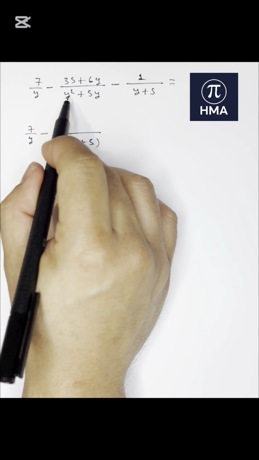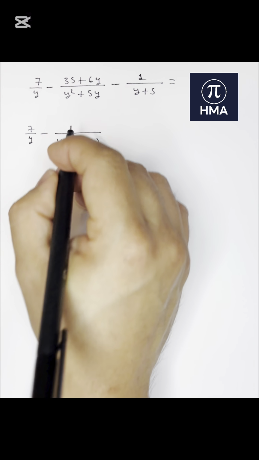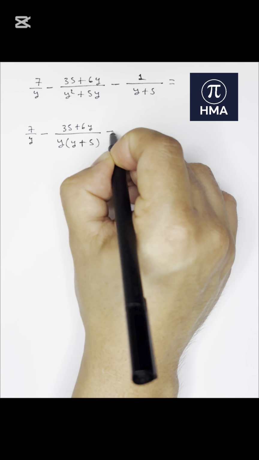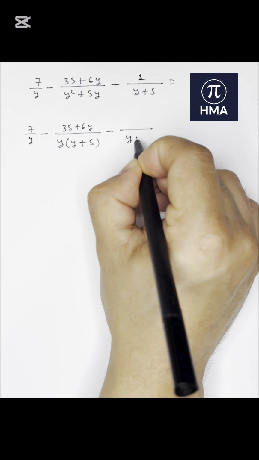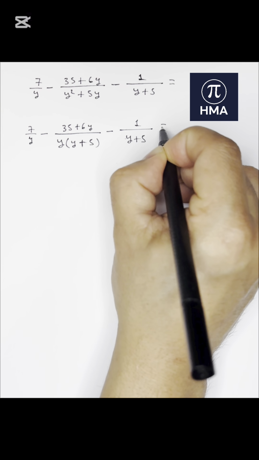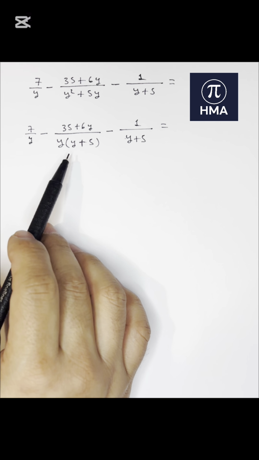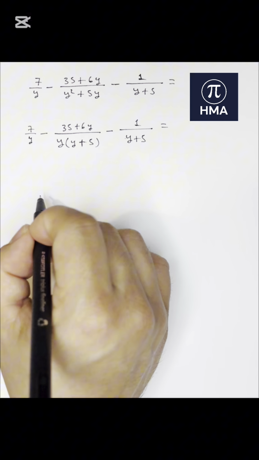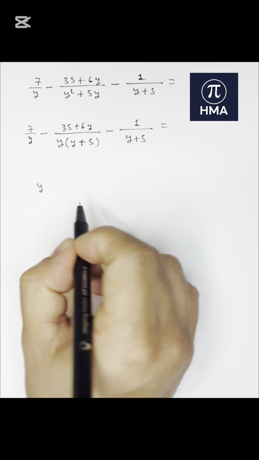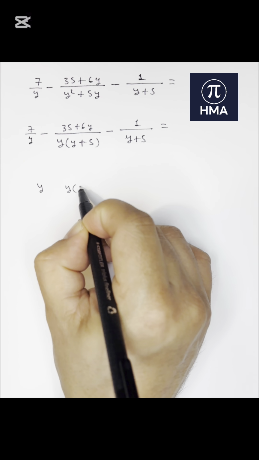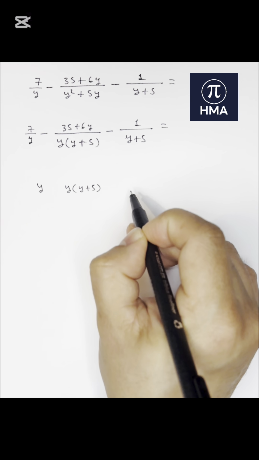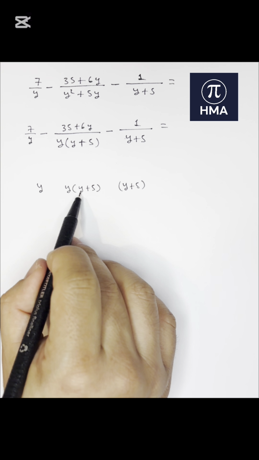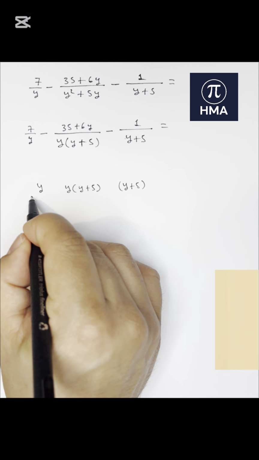y times y is y squared, and y times 5 is 5y. And in the numerator, 35 plus 6y. Then we have the minus y plus 5. Now we need to get the least common multiple. In this case, as we have done before, we need to write the denominators: y plus 5, and then we have here a y plus 5. I will write some parentheses so we can observe that this is exactly the same term, right?